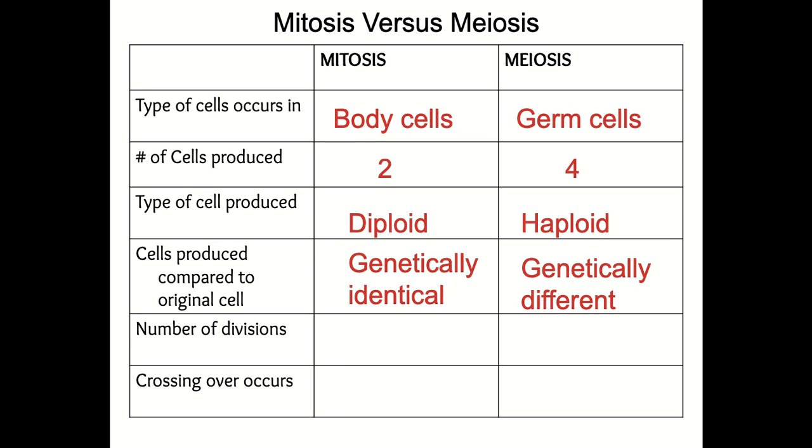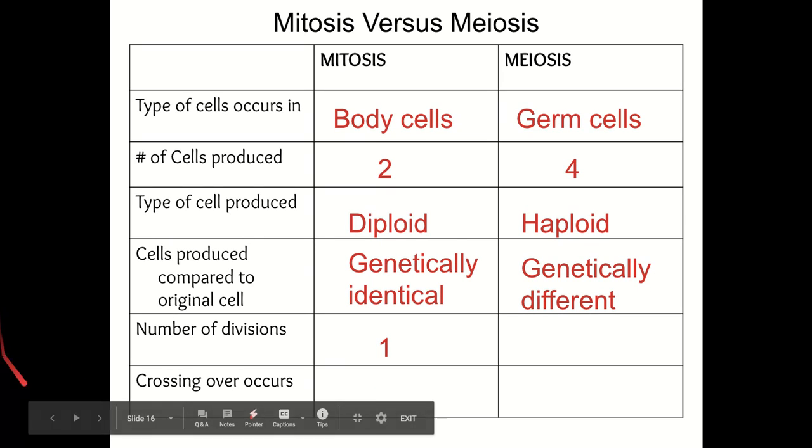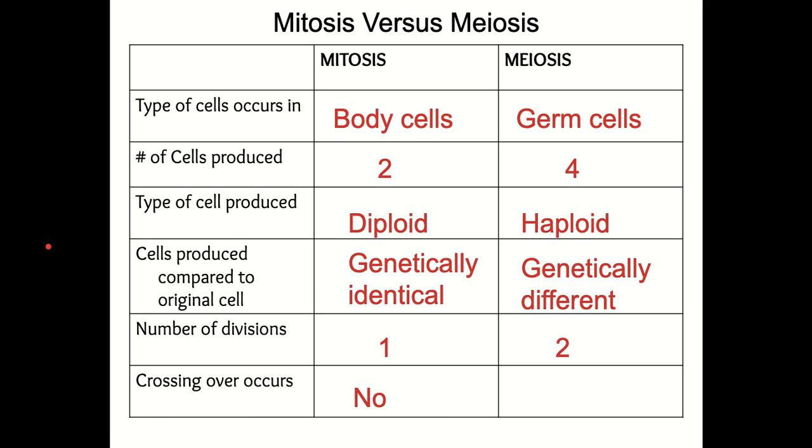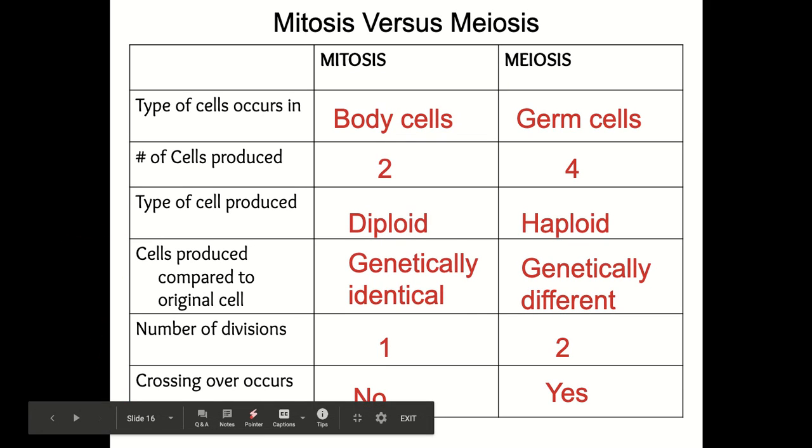Remember, we have crossing over, and then we have the way that the tetrad, so the pairs of homologous chromosomes, get pulled apart. That's going to cause a lot of variation, so you're going to be different than your siblings. Number of divisions: there's only one division in mitosis, and in meiosis, there are 2 different divisions. Crossing over does not occur in mitosis, but it does in meiosis.